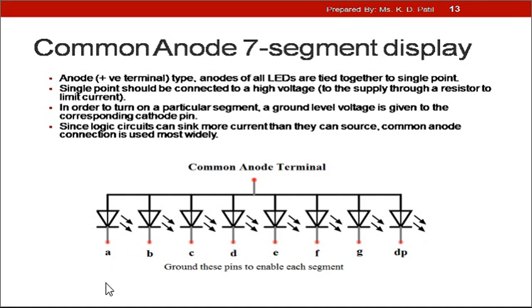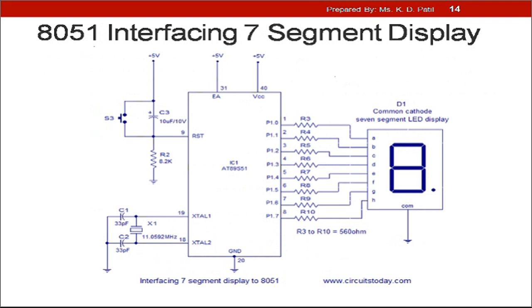So to display 0, the connections A, B, C, D, E, F should be connected to the ground, and G will not be connected to the ground. Then automatically all those segments will glow and they will display 0 on the 7 segment display. Most of the time the common anode configuration is used, since logic circuits can sink more current than they can source, and that's the reason common anode is used. Let us see the actual diagram.